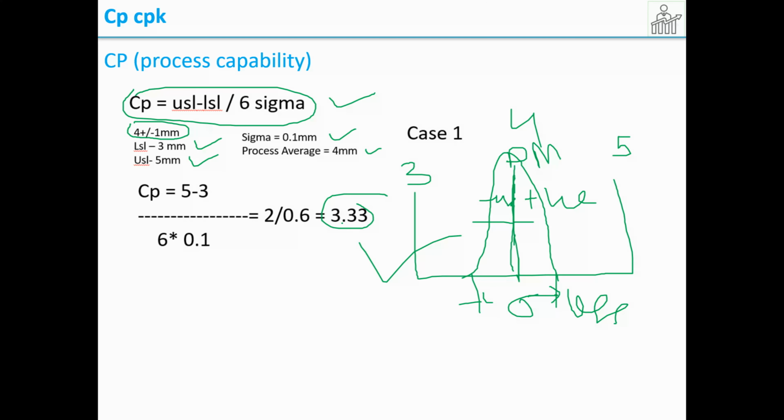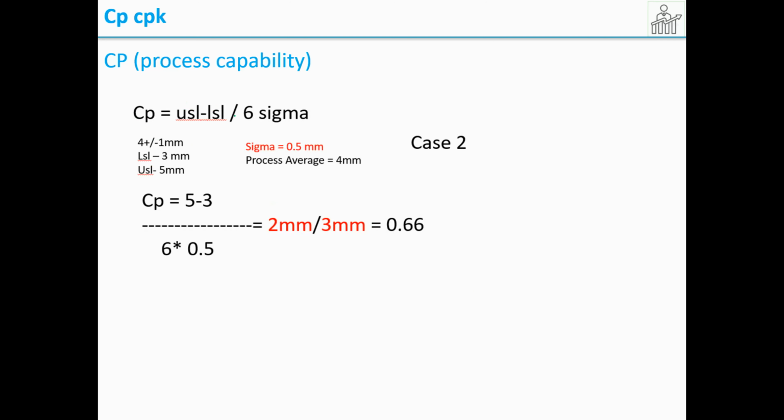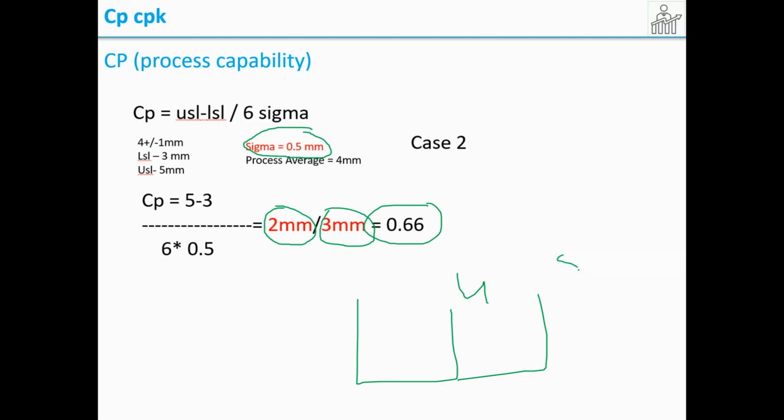So what is the meaning of more than 3? You are consuming only 30% of the total tolerance. That is the meaning of 3. So case 2, your given tolerance is 2, but your 6 sigma variation is 3 mm. That means CP is only 0.66. Why in this case is it very low? Because your standard deviation is higher in the process. If you plot the graph for this, this is your 4, 5, 3. Your process mean is overlapping on the drawing mean. From there 0.5 variation is there. So there is a rejection.